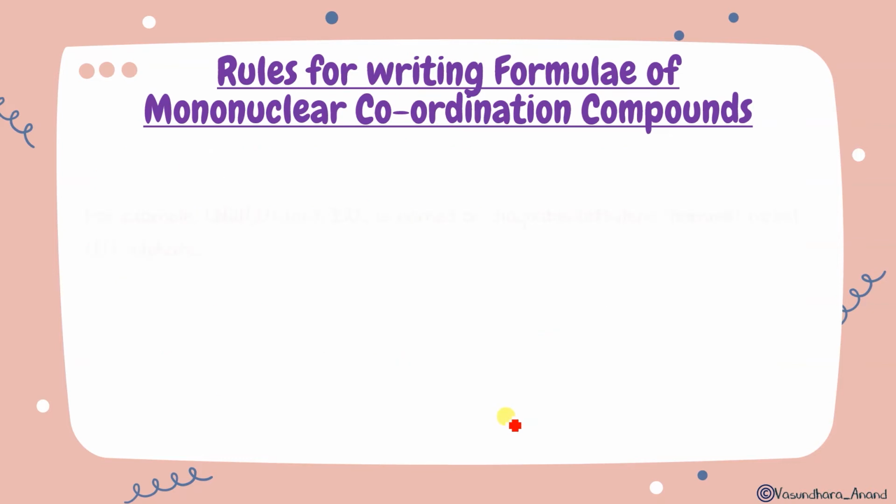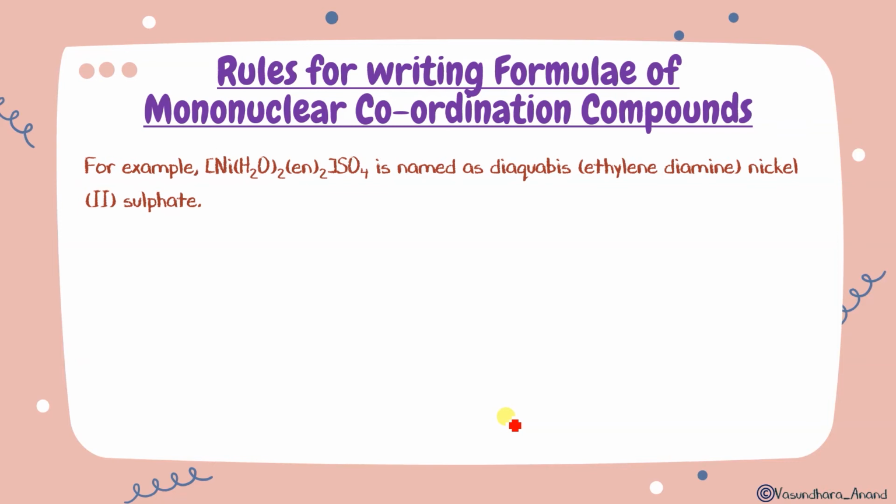Rules for writing formula of mononuclear. In addition to that, there are other rules. For example, like this: Ni(H2O)2(en)2 SO4. H2O is monodentate, unidentate, so we will write diaqua. And en is a complex ligand. So for this 2 is also there, but we will not write di, we will write bis. Bis(ethane-1,2-diamine) or ethane diamine. Nickel, and the oxidation number is 2, sulfate.